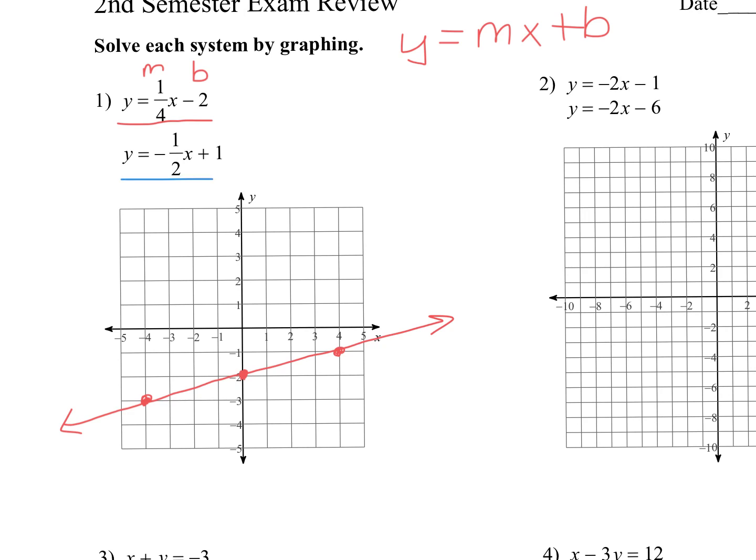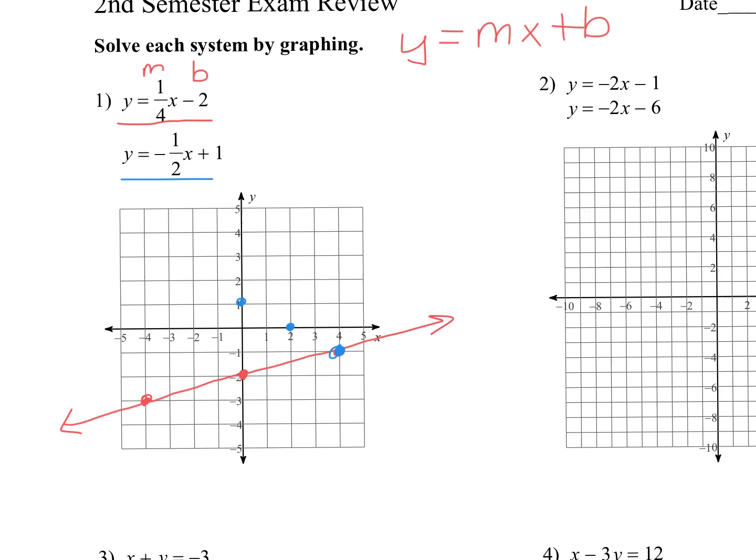Where do I start on this line? At 1 on which axis? Y-axis. And then it's a negative slope, so be careful with that. What do I need to do? Which direction? If I go down? Down 1, right 2. Keep going, down 1, right 2.